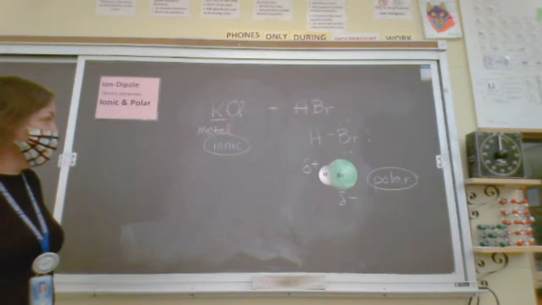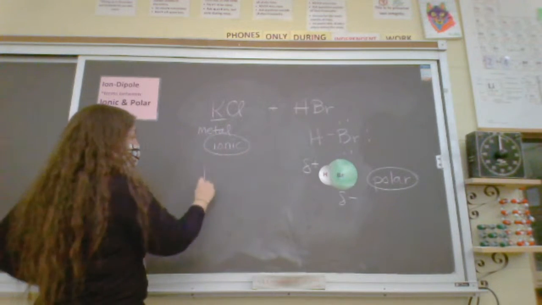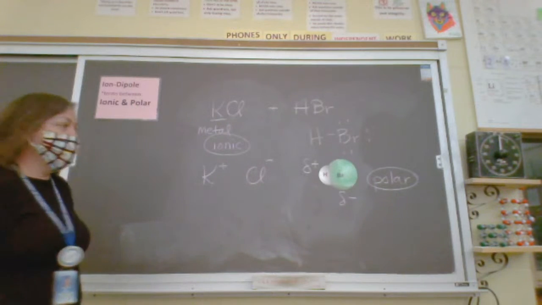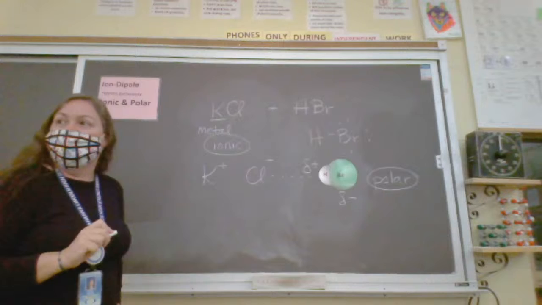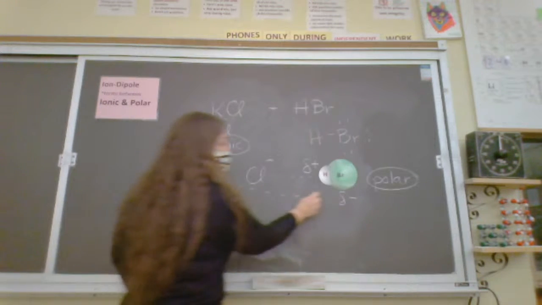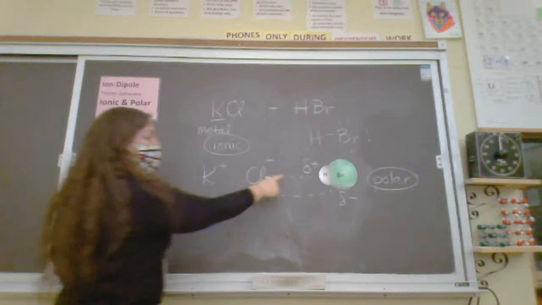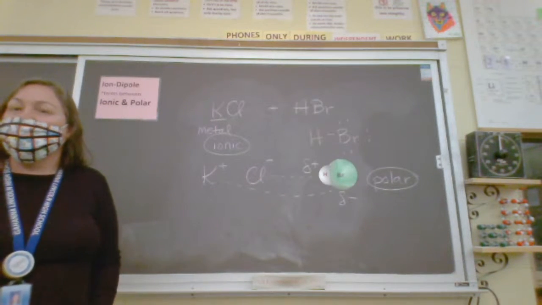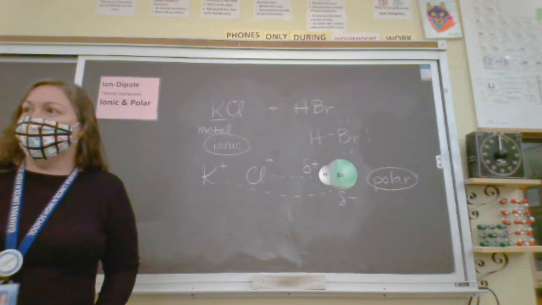So now, do you imagine that when this goes in water, it can break into positive and negative? And do you imagine that this negative ion could attract to the hydrogen, and the positive ion here could attract to the negative of Br minus? So these two attractions, those are ion dipole forces. So that's what we learned yesterday. And is that okay? Does that feel like it makes sense?